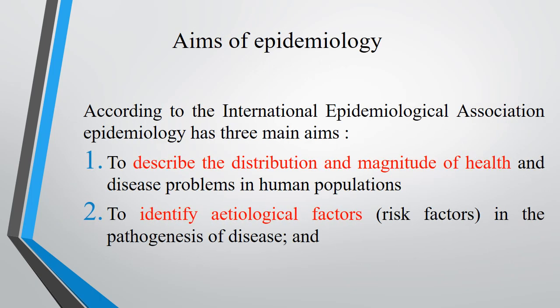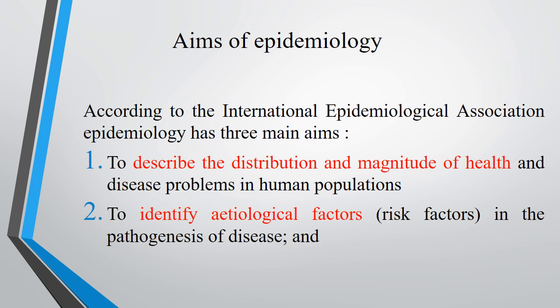Coming to aims of epidemiology. What are our aims in epidemiology? First one is to describe the distribution and magnitude of health and disease problems in human population. So how much the health and health related problems are distributed, and how much the health and disease problems are present among the human. That is our first aim.